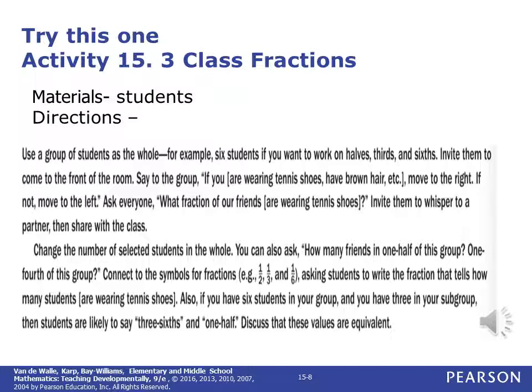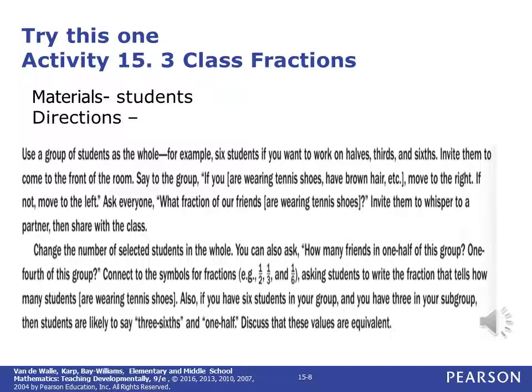Here is a fun kinesthetic exercise that uses set models to teach fractional understanding. What you would want to do is start out with a specific number of students to represent your whole, maybe 6 or 12. And I say 6 or 12 because those are great numbers for working on halves, thirds, and sixths. If you wanted to work on halves and fourths, for instance, you might want to use 8 or 12.